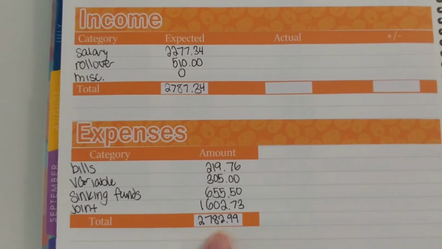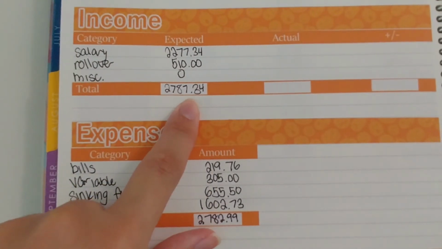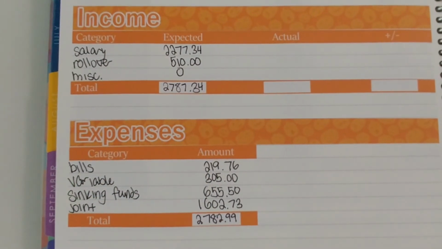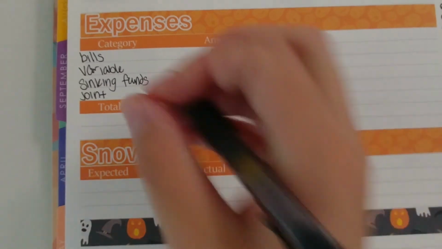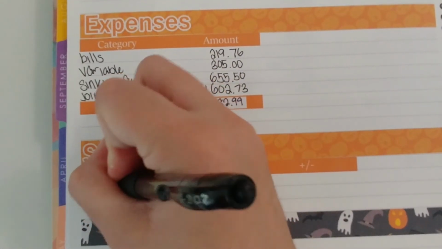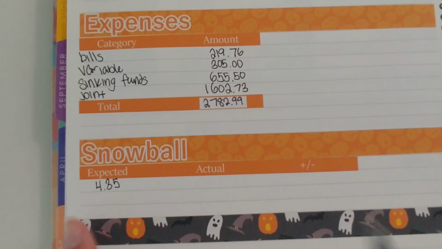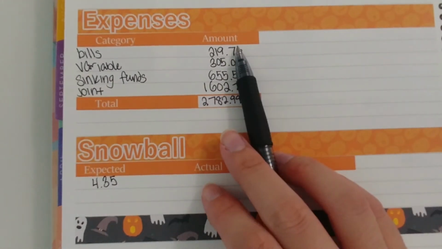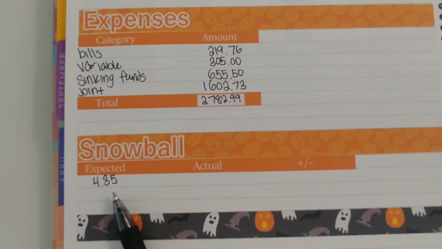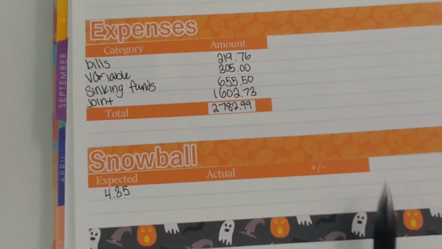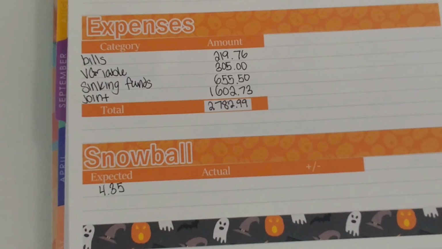So because I have my total outgoing, I can now look at my total incoming to calculate my expected snowball. So my expected snowball, assuming I keep everything to budget, is $4.35. Now, if I'm under in any of these categories, that will just be added to this. And if I'm over in any of the categories, it'll be subtracted from this to get my total net balance. So that is all for my budget this month.